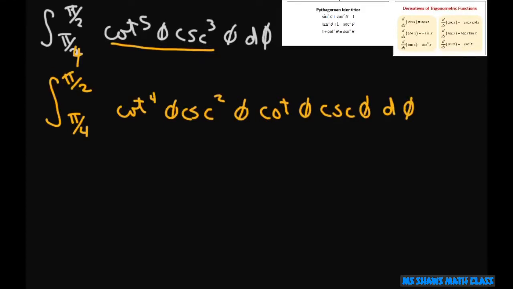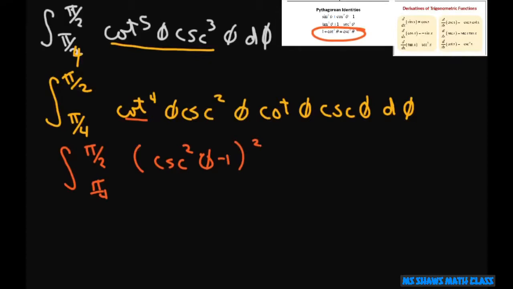All right. Now, what you can do is simplify this further and write this piece as cosecant squared of phi minus 1, using my Pythagorean identities, and square it, and then copy down the rest. So cosecant squared phi, cosecant phi, and cotangent phi d phi.